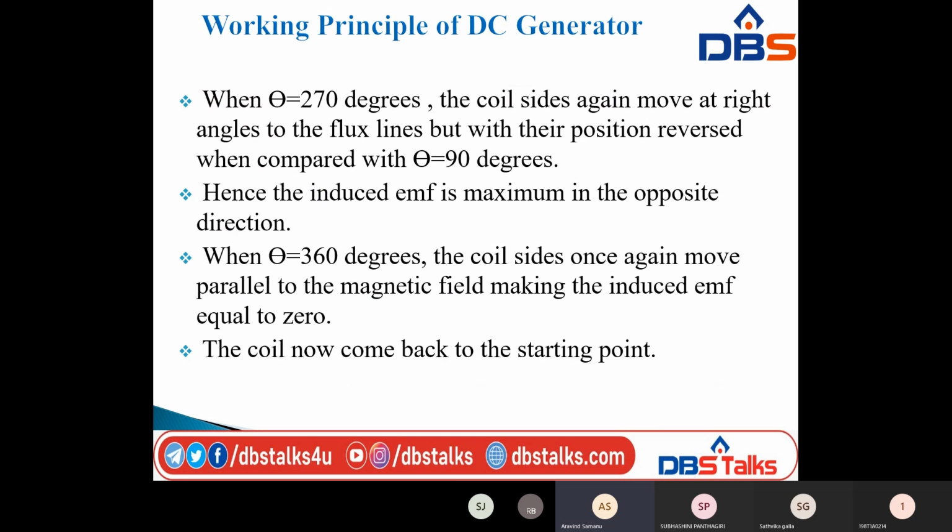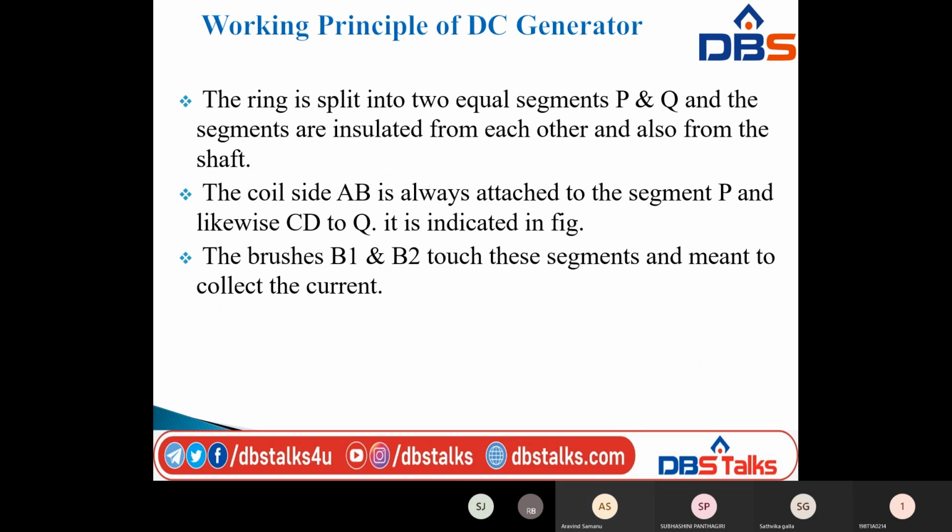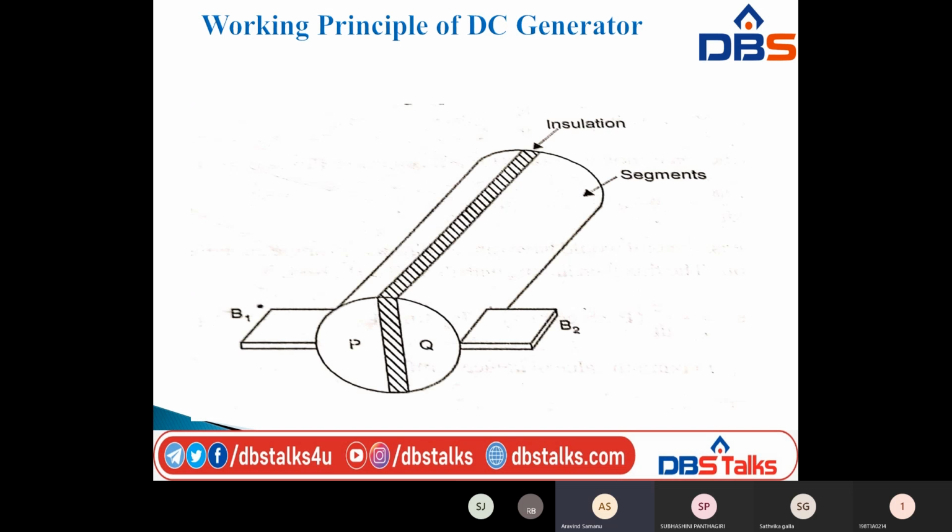So here the current flowing in the external resistance of a DC generator is made unidirectional by replacing slip rings by split rings. Actually we were using slip rings, but we have to convert the alternating quantity into unidirectional quantity. For that I am using the commutator, but here in the place of slip rings we are using split rings.